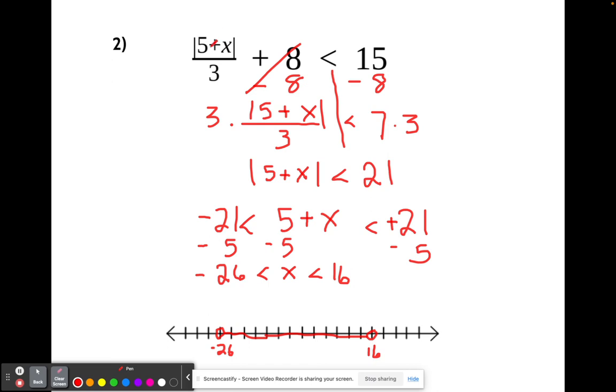Let's try negative 29. Negative 29 plus 5 is negative 24. Divided by 3, negative 24 divided by 3 is negative 8. The absolute value of negative 8 is 8, plus 8. That is not less than 15. So good chance I did it correctly. Sometimes it's good just to grab a couple numbers and test them out.